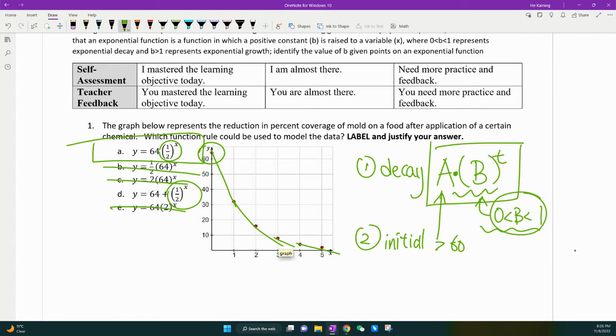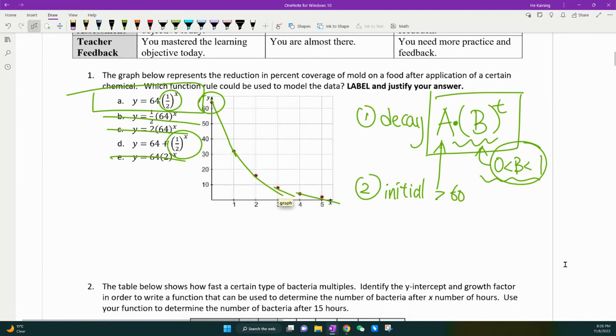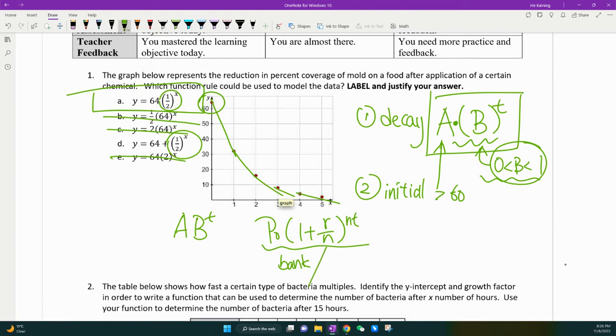Now, as a recap, let me go down a little bit right here. The A, B, and T formula is the one that we use in every situation without the word exponent, without the word continuous, and without the word compound. Now in here we have P0 times 1 plus R over N, to the NT. This is the one used in banks most likely. Every single time we talk about a bank, use this one. And here we can also be using the English word compound.